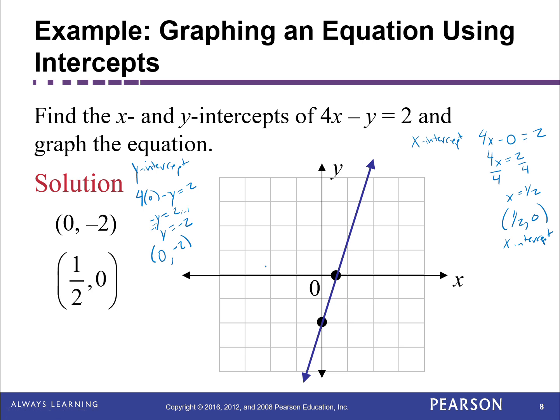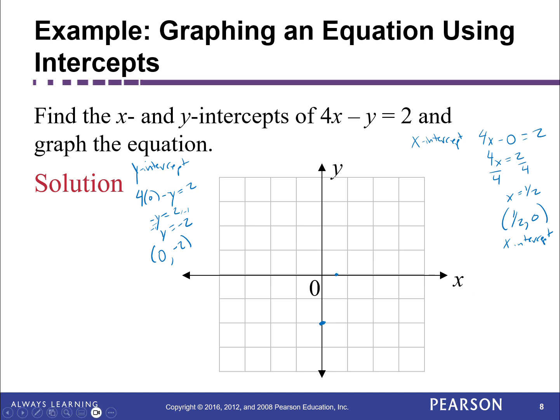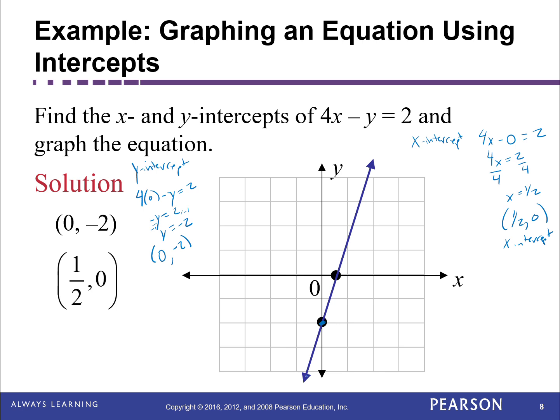Now, all we have to do is graph both of these points. So if I go 0, negative 2, that point's about right there. If I go 1/2, 0, that point's about right there. If I plot both those points, then I can draw a line between them with arrows on the end, and I have essentially graphed this equation.